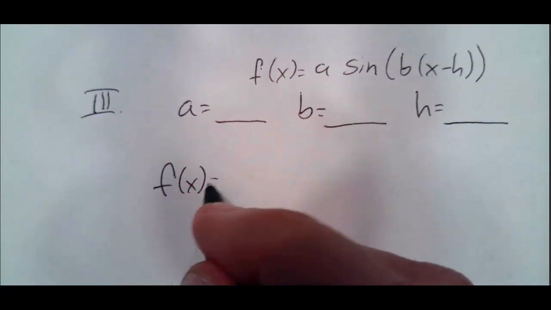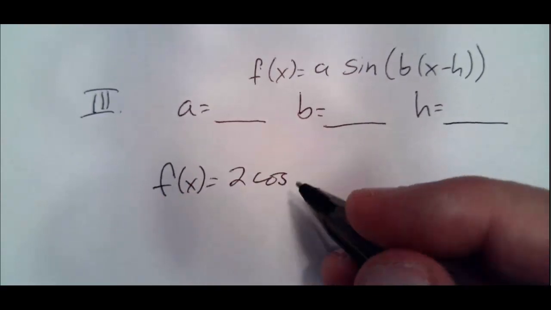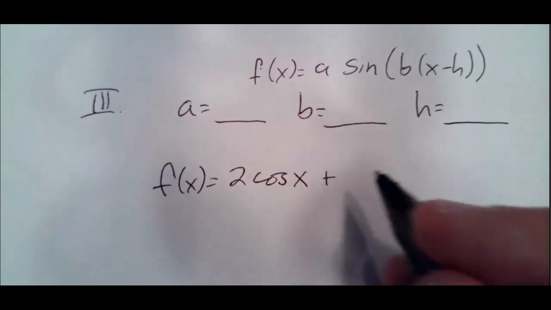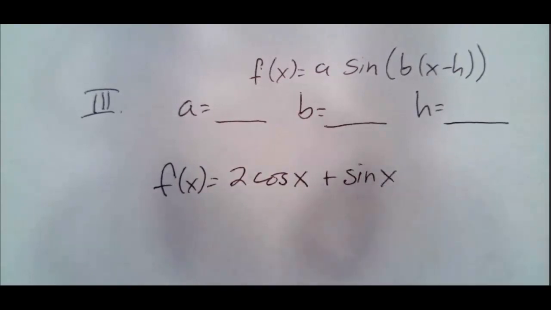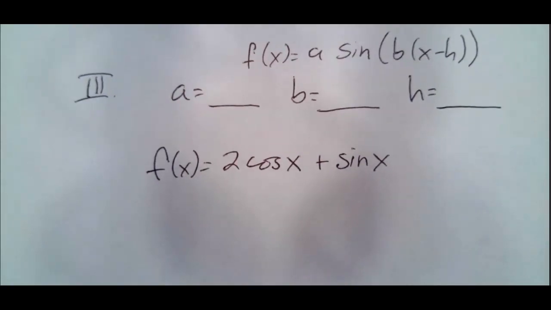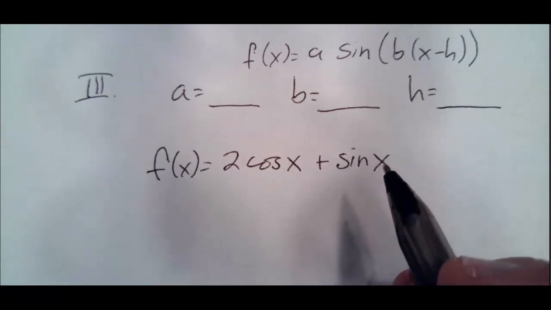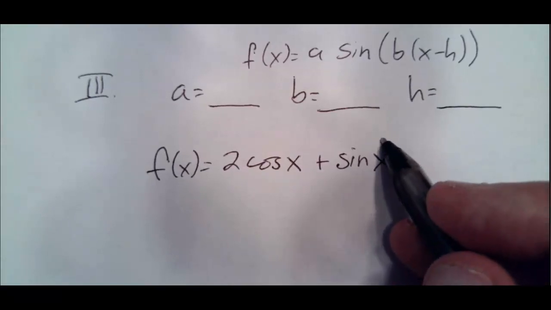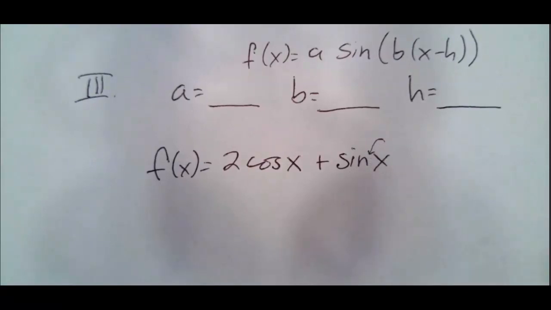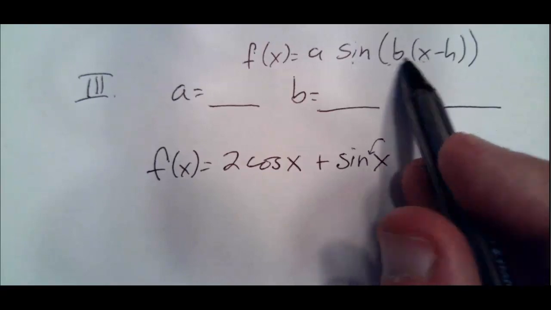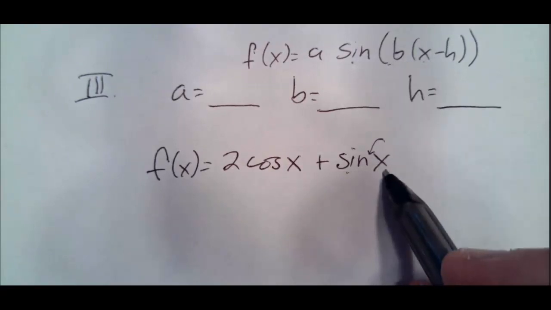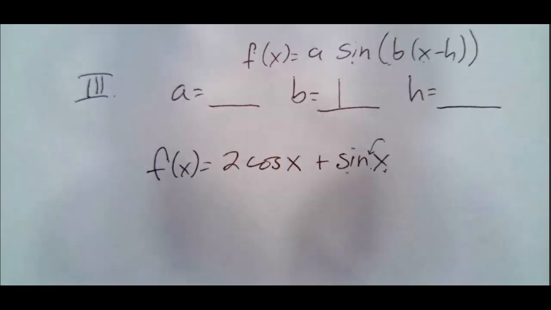The function of x is equal to 2 cosine x plus sine x. Pause the video, try this, and see what you get for A, B, and H. Okay, here we go. In this case, we always look at the number in front of x with the sine to tell us what the B is. Here's sine, there's x, there is no number, so 1 would be B.